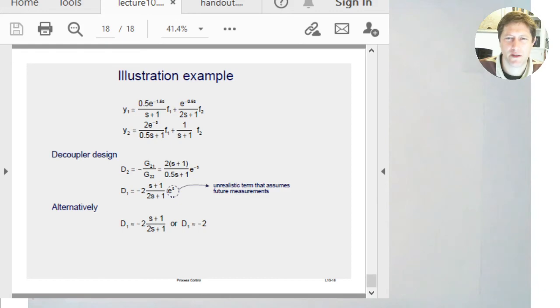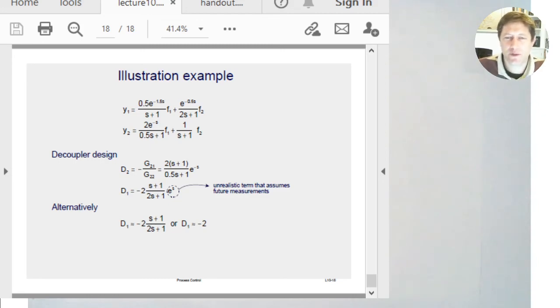So we have e to the minus 0.5s divided by e to the minus 1.5s, and that gives us an e to the s term. If it's e to the minus s, that's fine, that's a delay, but e to the s tells us we need to know what the future value is going to be, and that's not going to be possible. So this is an unrealistic term. If you're trying to build this controller, you would need to know future values of the variables, which of course we don't know. So this is a controller that we couldn't build. There's no way to build that, so we have to cope a different way.